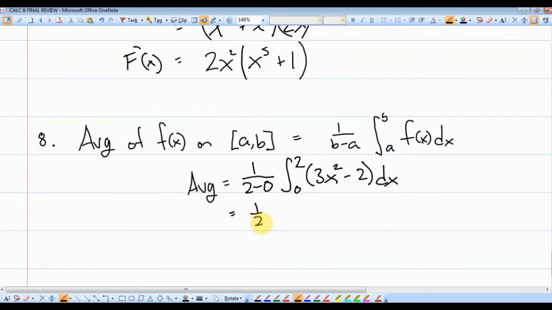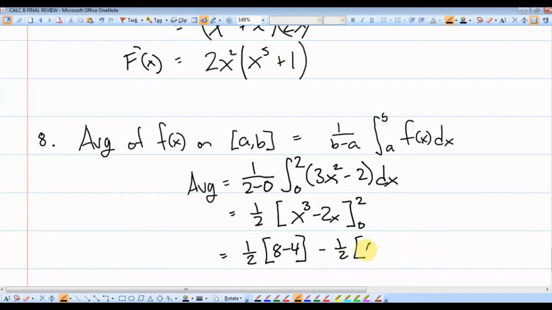The average is half of x cubed minus 2x from 0 to 2. Which is half of 8 minus 4, minus half of 0 minus 0.